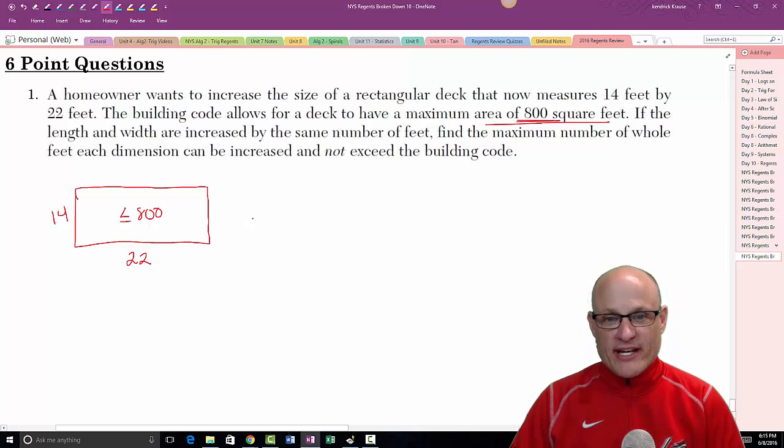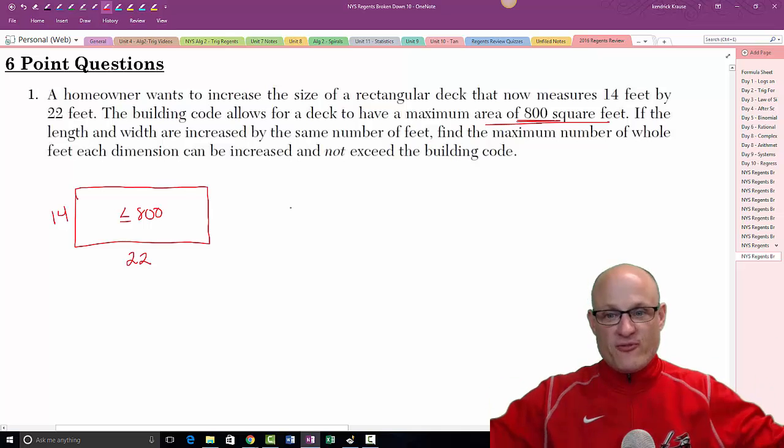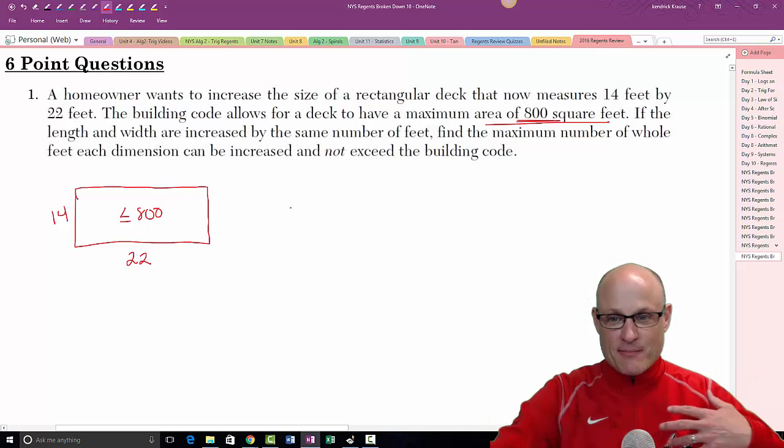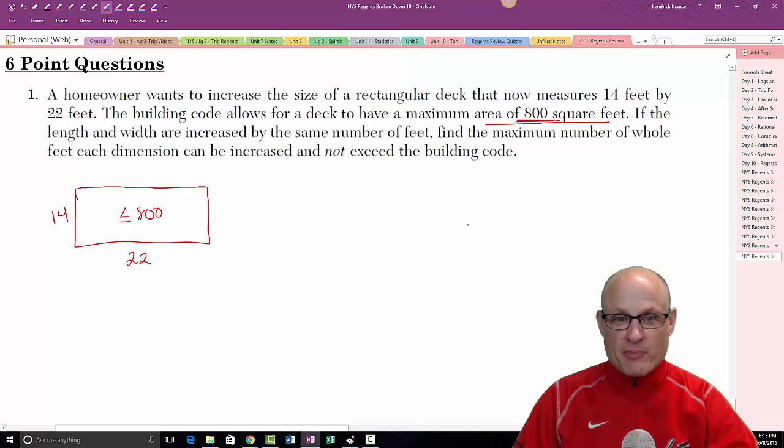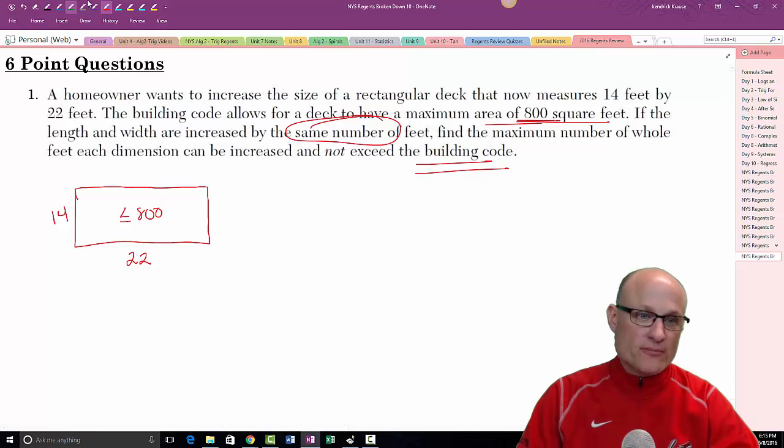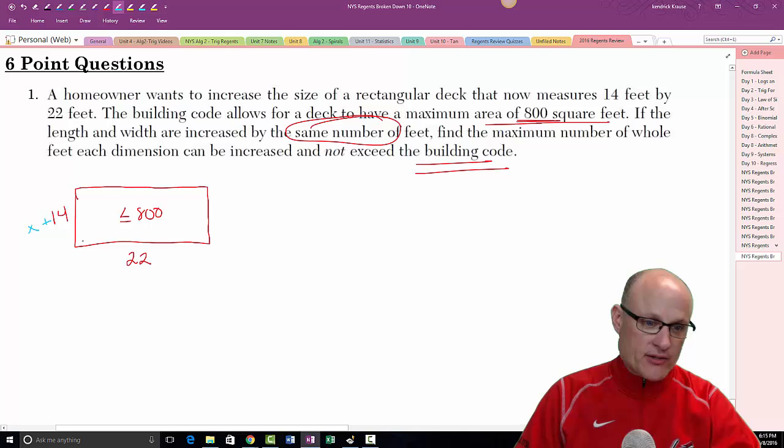The homeowner wants to increase the width and length by the same amount, increased by the same number, there it is right there, so that he does not exceed building code. So we're going to increase this by the same amount. So we're going to add x to both of these.